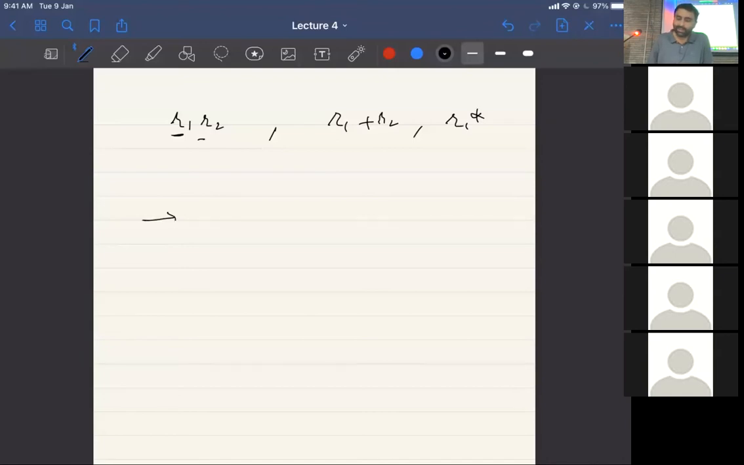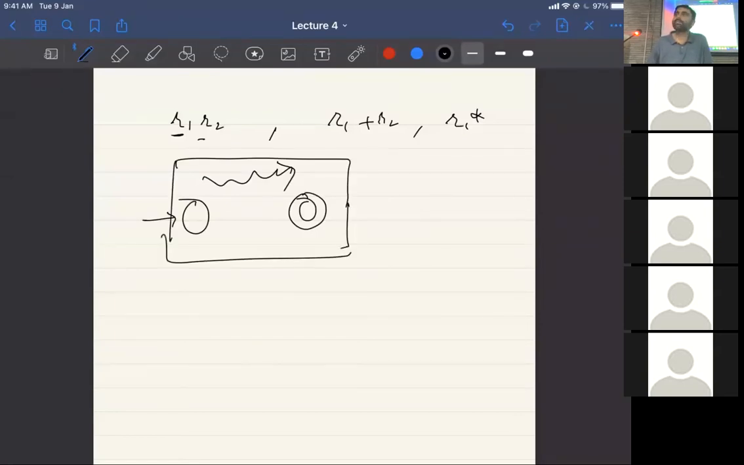So if R1 is a regular expression, there must exist an NFA. There must be a starting state in the NFA, because every NFA has a starting state. There must exist an accepting state in M1. We do not know which one, and there must be some transitions here. We do not know what those transitions are, so let's keep them in a black box. This is for R1, and a similar thing can be done for R2.